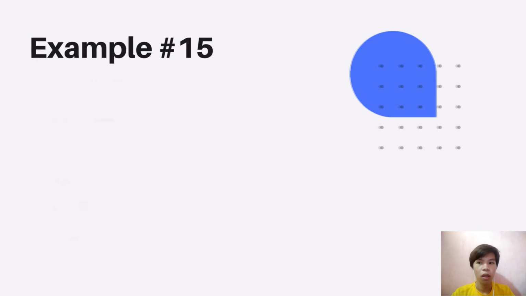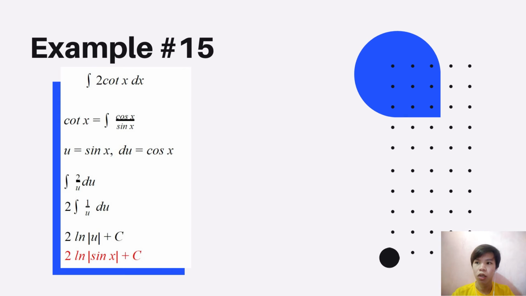Number 15. The integral of 2 times cotangent x times dx. Since cotangent x is equal to cosine x over sine x, we can substitute it to the cotangent x. The integral of 2 times cosine x over sine x times dx. Then we can let u equals sine x and du equals cosine x dx. Then substitute u and du to the integral.